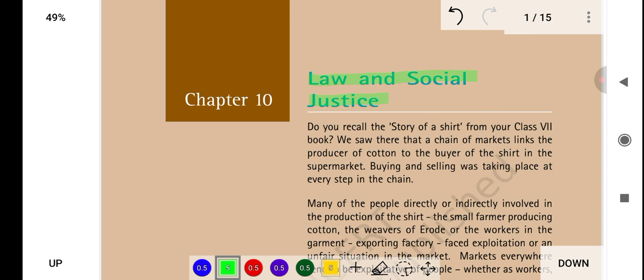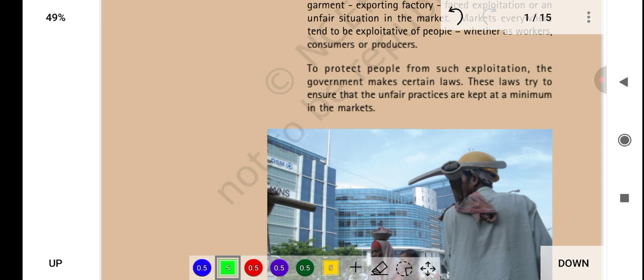The story of the shirt from the class 7th book illustrates a chain of markets linking cotton producers to shirt buyers. Many involved in the production faced exploitation or unfair situations. Government laws protect people from exploitation, ensuring fair practices and minimizing discrimination or exploitation in markets. This highlights the importance of law and social justice.